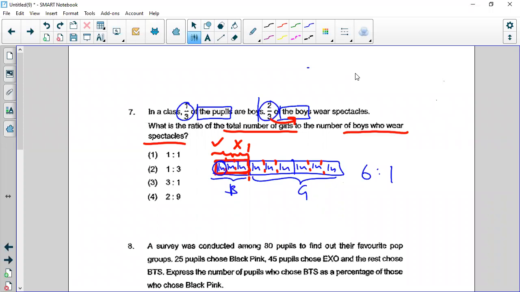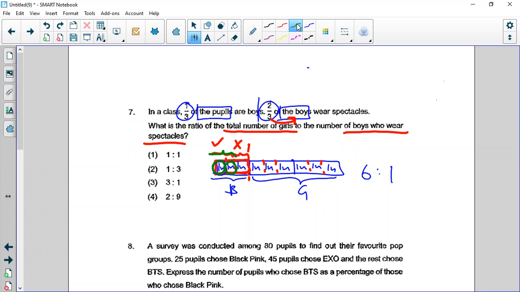Did I make any mistake? Because it's 6:1. No, it's supposed to be 2 wear spectacles. 2/3 of the boys wear spectacles. Miss Tong saw the arrow sign. Yeah, I should be counting. I should be circling 2 units, because the arrow sign is pointing at 2.